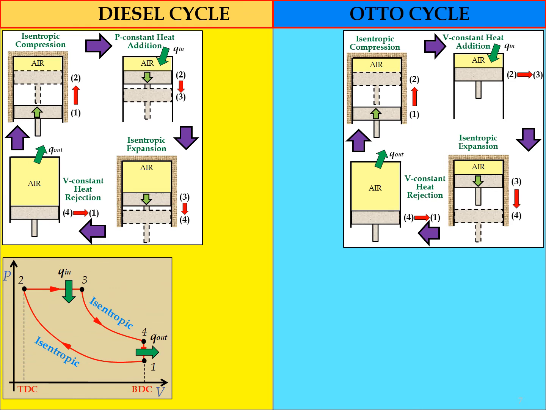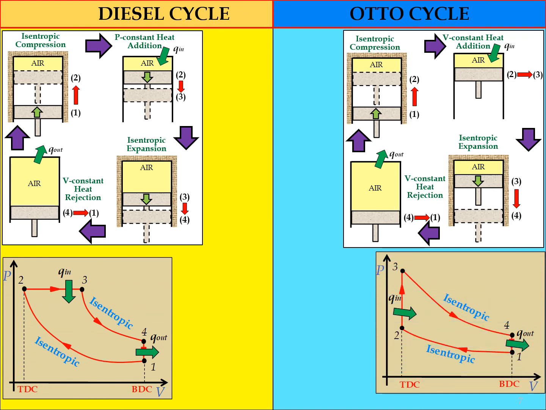So now we look into the PV diagram of the diesel cycle. And this is the PV diagram of the Otto cycle. As you can see, the differences are at the process 2 to 3, where in the diesel cycle we have constant pressure heat addition, whereas in the Otto cycle we have constant volume heat addition.